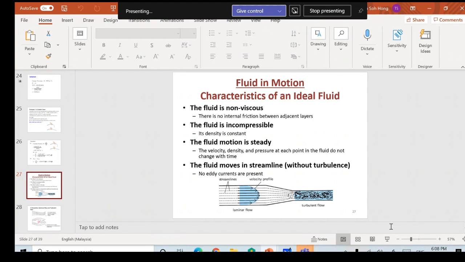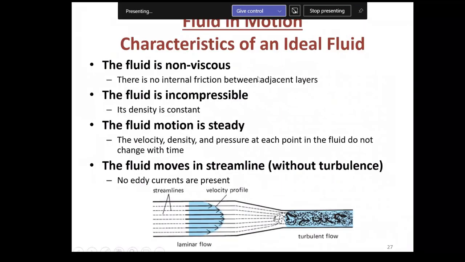So next one, move on to the fluid in motion. The assumptions that we made for an ideal fluid. In the discussion here, we always assume that the fluid is an ideal fluid. So what do we mean by ideal fluid? The fluid is non-viscous. Non-viscous means there's no friction between the adjacent layers in the fluid. The fluid is incompressible, meaning the density of the fluid is constant. The fluid motion is steady. Steady means the velocity, density, and pressure inside the fluid do not change with time. It's always constant. And the fluid moves in a streamline.